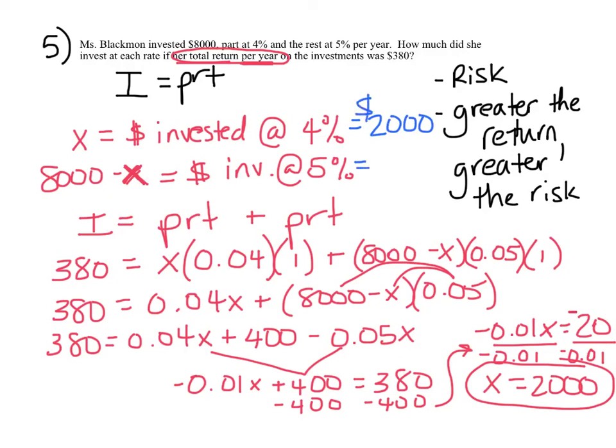How can I figure out the amount invested at 5%? Well, remember, it's 8,000 minus X. $8,000 minus $2,000 is $6,000. And now we know what Ms. Blackman invested. $2,000 at 4% and $6,000 at 5%. Okay, they're not that difficult if you map it out. I'm going to have you try one on your own on the next slide.